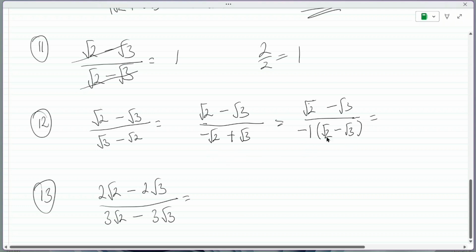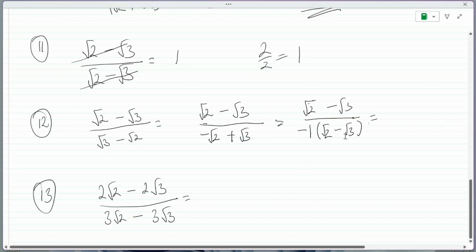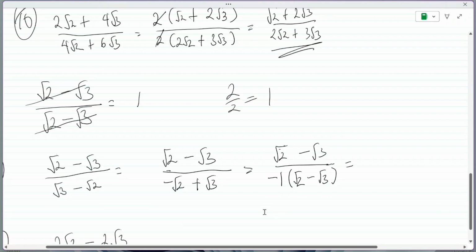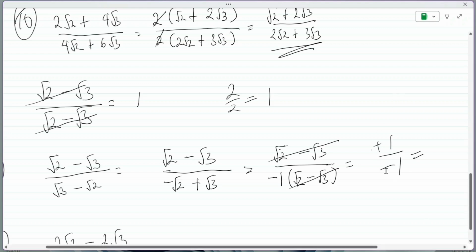Here you have plus root 2, below you have plus root 2, you have minus root 3, and minus root 3 behind. Since the minus 1 is linked to the surds at the denominator by times, and since this is the same as this, you can cancel. Plus root 2 minus root 3 will cancel plus root 2 minus root 3. You'll be left with 1 over minus 1. This one has a positive. Positive divided by negative is negative. Then 1 divided by 1 is 1. So our final answer is minus 1.